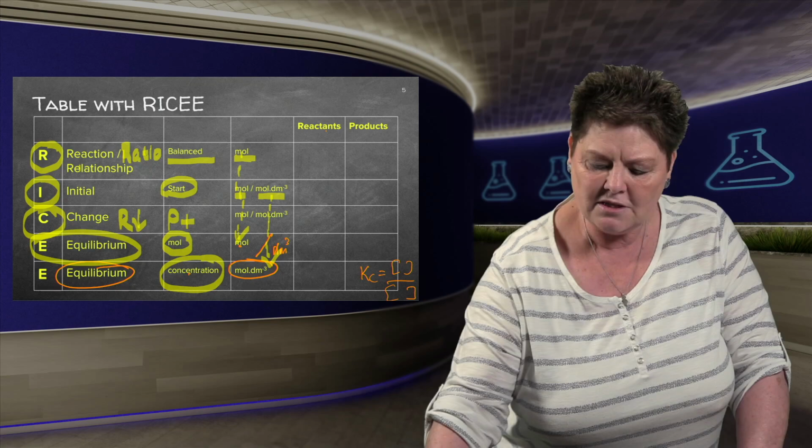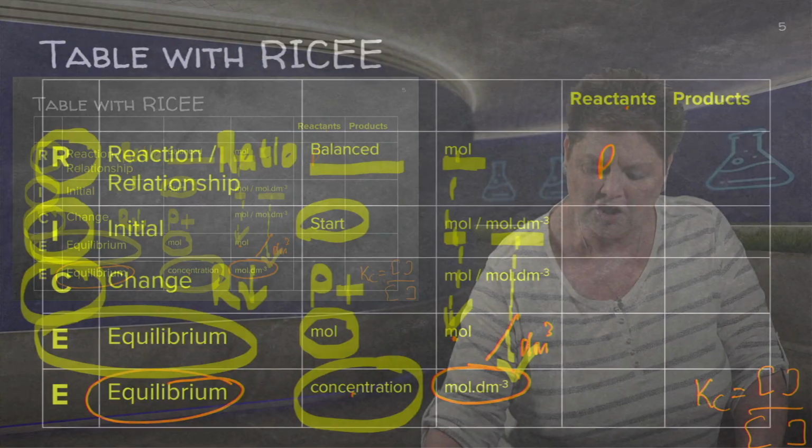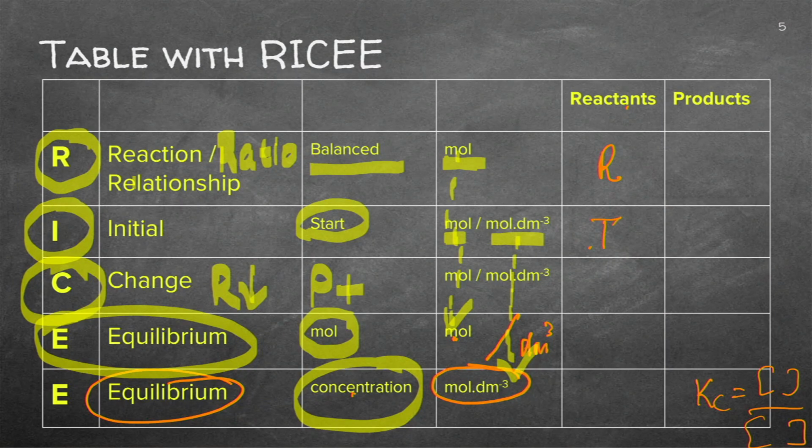So for the reactants, you want to know what is the relationship. You want to know what's the initial. You probably start with initial reactants and zero product. How is the change going to be? It's usually minus for the reactants and plus for the products.